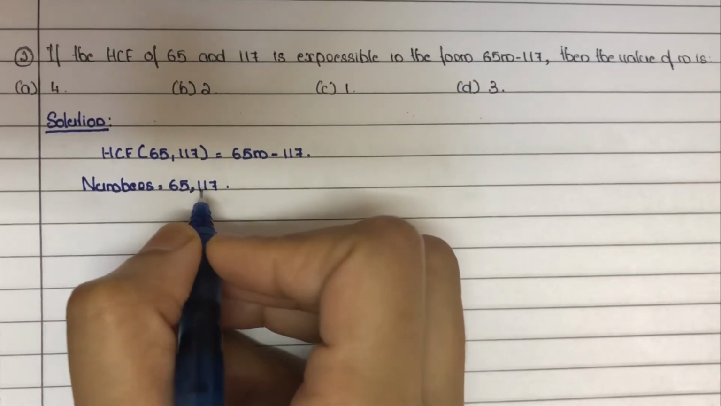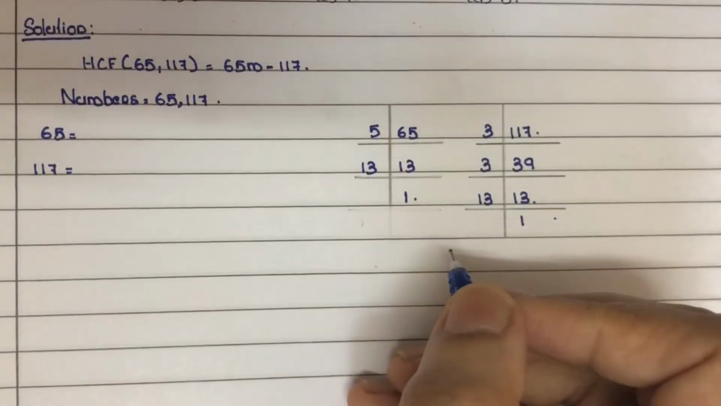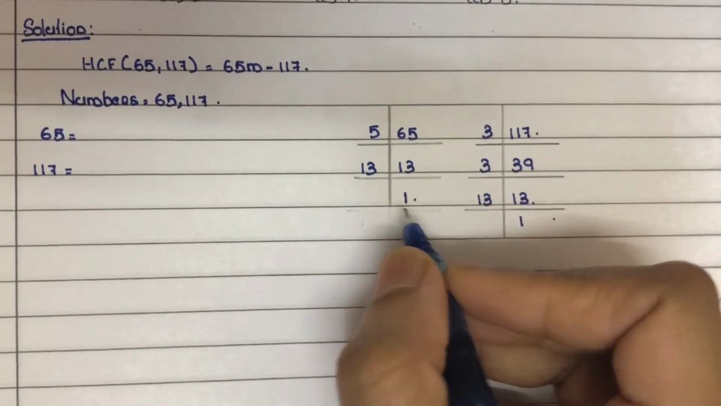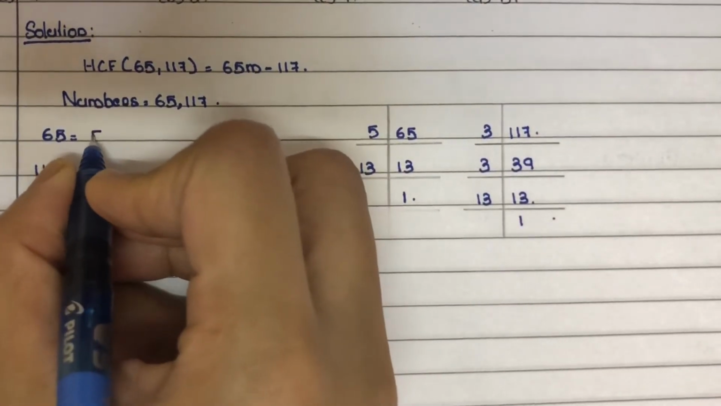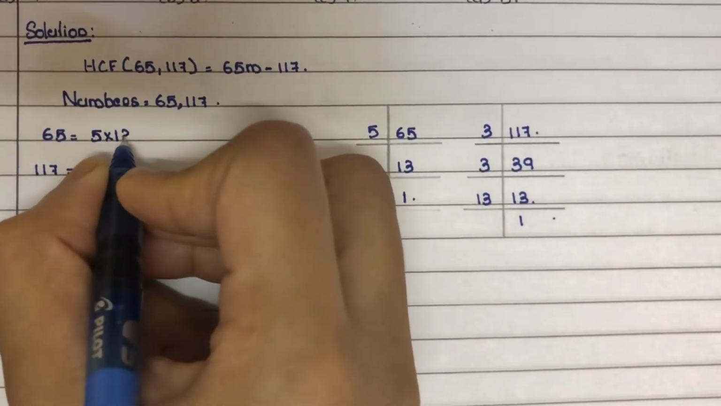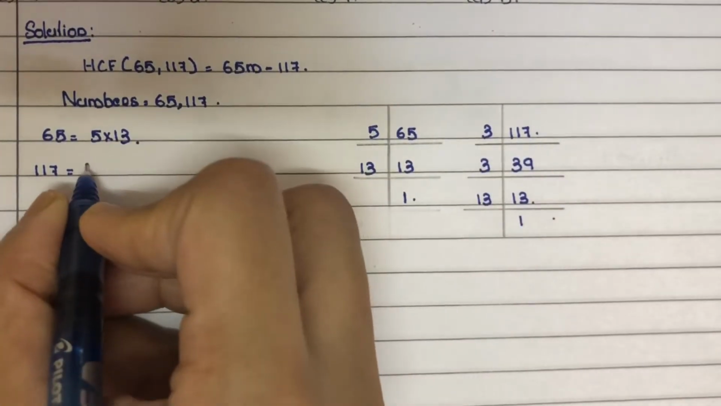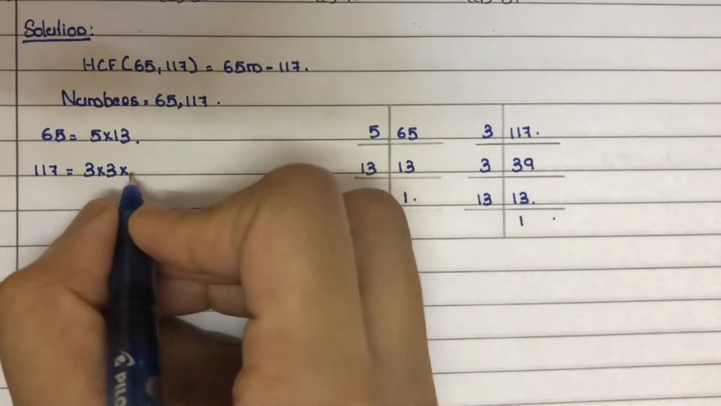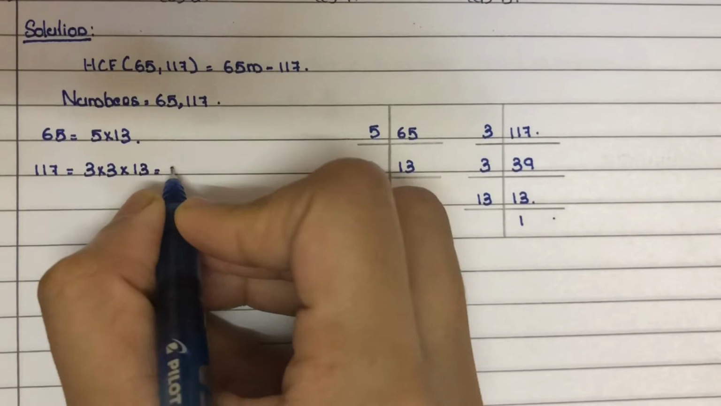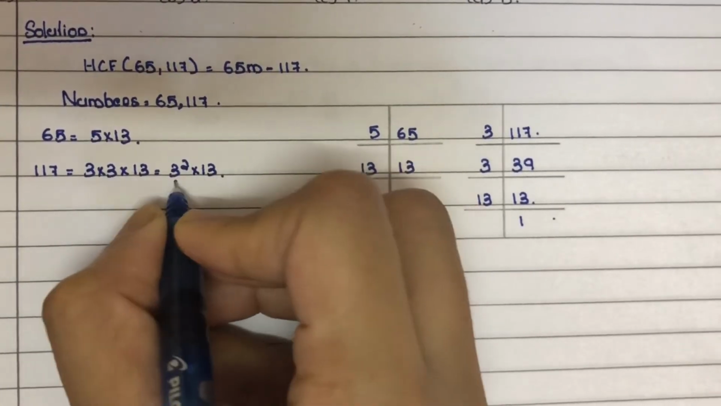Okay. First reduce the numbers into their factors. Do the prime factorization. So 65 equal to 5 into 13. 117 equal to 3 into 3 into 13. That is 3 raised to 2 into 13.